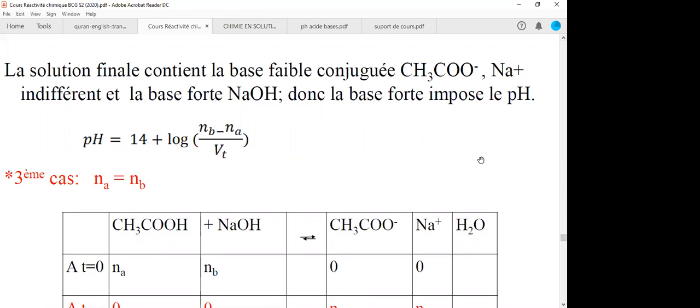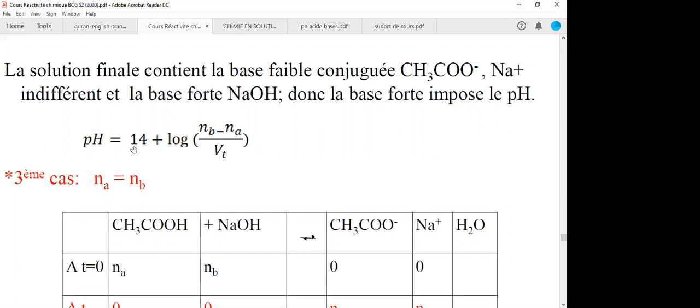So here now it is more like we have a mixture of the weak base, which is the conjugate base, and the strong base. Na+ is indifferent if you check from the notes. So we will just consider that we have a mix of conjugate base and this strong base. The conjugate base is a weak base. Sodium hydroxide is a strong base. So the one which is going to impose the pH is the strong base.